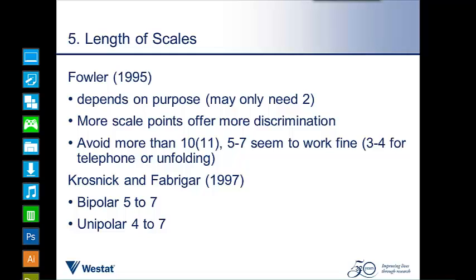So there's some good research by John Krosnick that shows that for a bipolar scale, we'll talk about in a minute, the ideal length is between 5 and 7, and for a unipolar scale, the ideal length is 4 to 7. And again, we'll turn to those concepts in just a few minutes. So I wanted to just show you some examples of what scales might look like at different lengths of 2, 3, 4, 5, and 7 points.